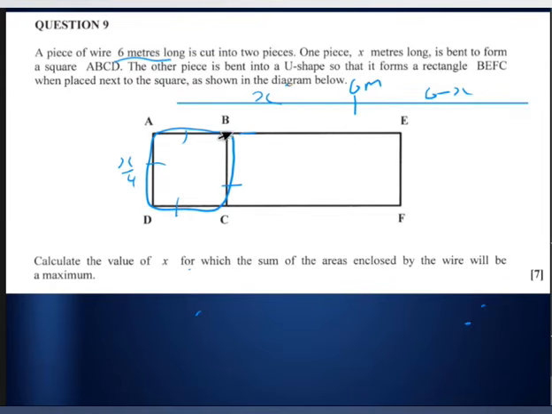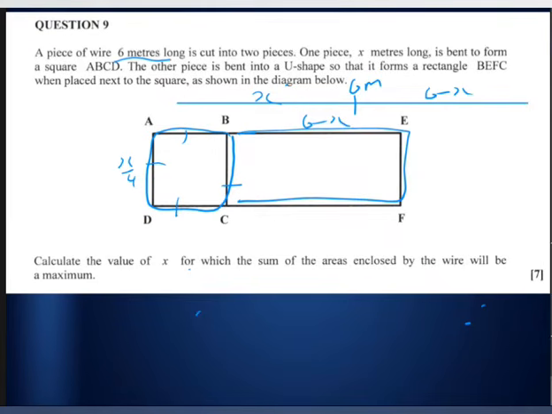So they're just saying that the other piece is formed into a U shape, right? So it's bent into a U shape. When it's bent into a U shape and we combine it with this, it forms this rectangle that we see here. So notice we also have the total of the other piece, right? 6 minus x.